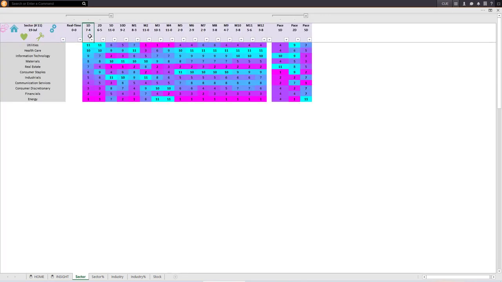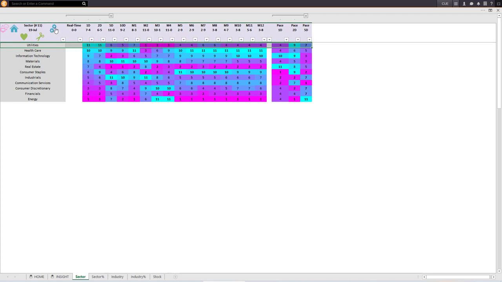I double clicked on the 1 day column. In fact, during market hours, I used the real time column. That data has now become 1 day performance, and I saw utilities was the best performing sector.